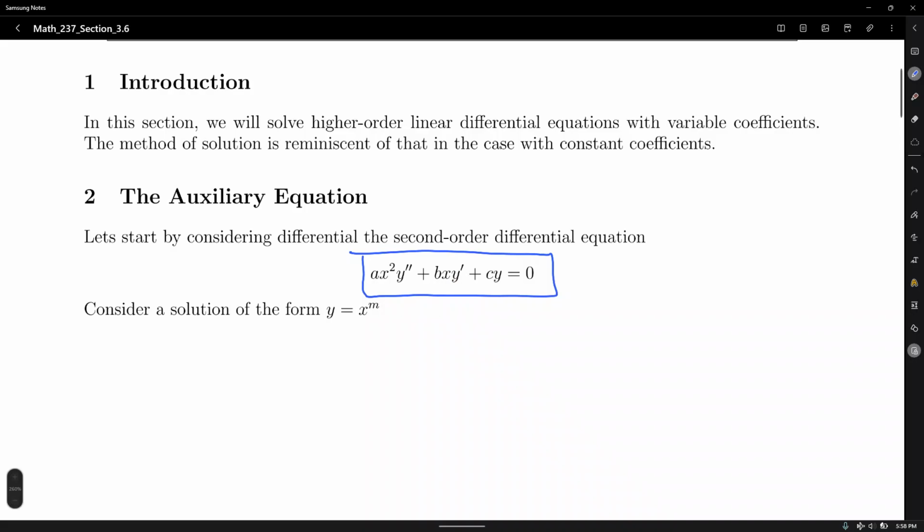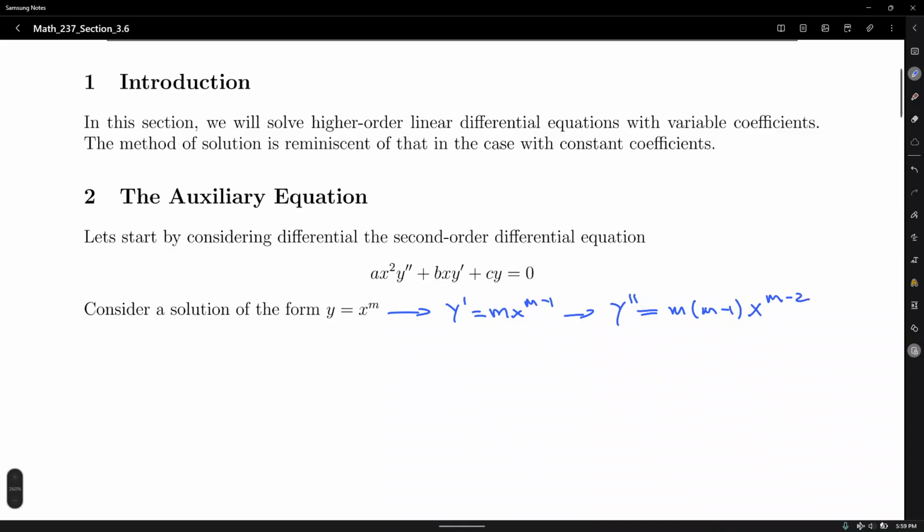Unlike the exponential solution we proposed in the previous type of equation, our solution would be of the form y equals x to the m, that is x to a power m. We will take the first derivative, y prime, that is m x to the m minus 1, and the second derivative, y double prime, which is m times m minus 1 x to the m minus 2.